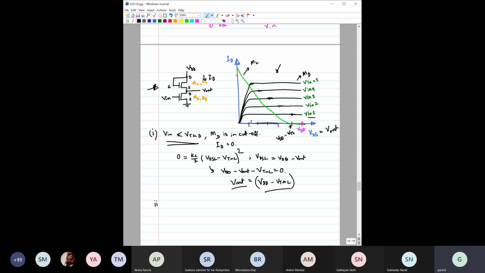Okay. Now next condition, when this V in is greater than VTHD, right? Have I done everything correct? Can you please check? Have I written everything correctly? Tarun?